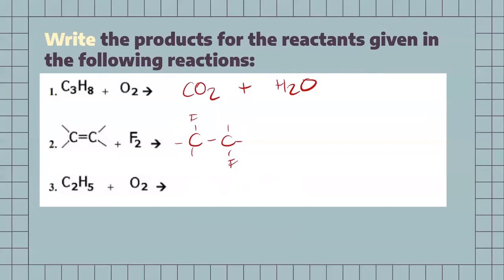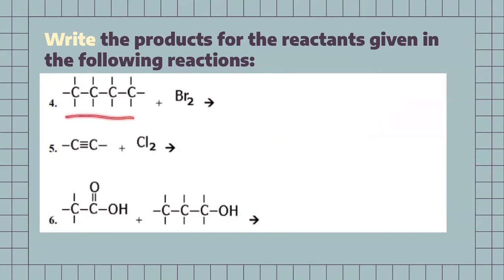For number 3, we have another hydrocarbon and oxygen again. So we know that our products are going to be carbon dioxide and water again, just another combustion. For our next one, we're going to have an alkane, in this case butane, and we're going to be adding bromine to it. Now this is going to be a substitution, meaning that one of the hydrogens will be substituted by one of the bromines, and one of the bromines in that molecule will be substituted by a hydrogen, just a swap. So our products are going to be our alkyl halide and HBr.